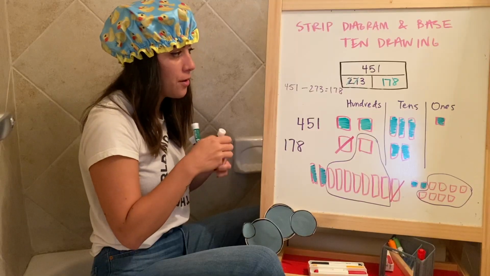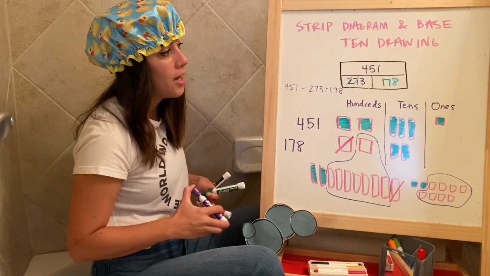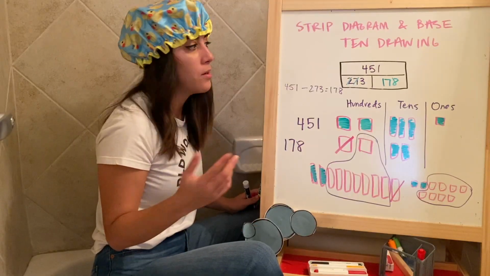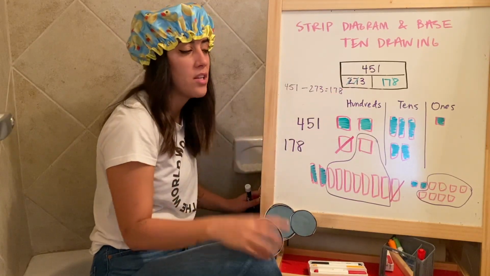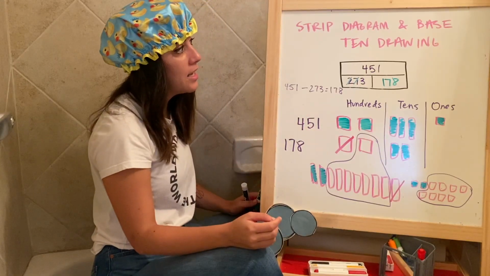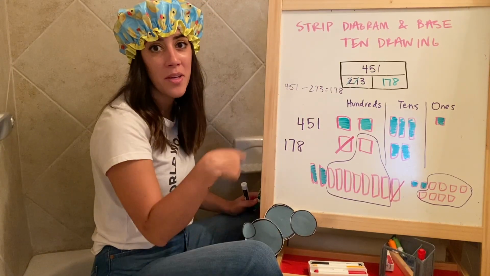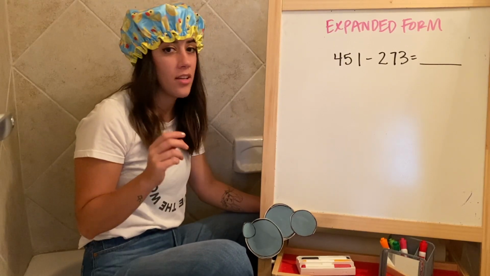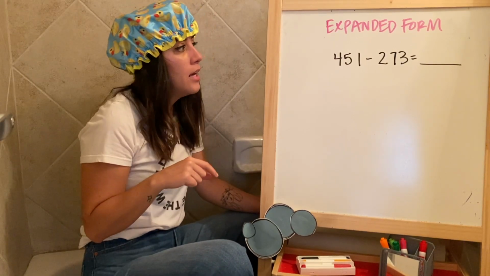Feel free to write this down or copy this in your math journal, or practice with random numbers. Have a sibling or a grown-up quiz you with different 3-digit numbers just so that you can get used to or play around with this strategy. But let's go ahead and jump into expanded form, okay? All right, so expanded form for subtraction is going to look a little different.